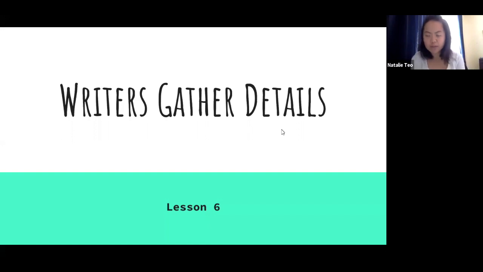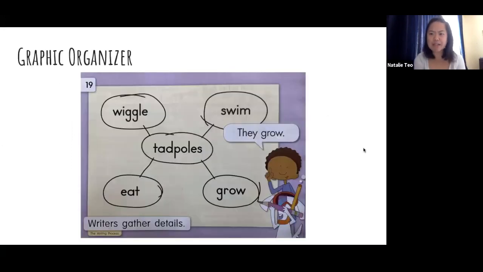Our main focus today is that writers gather details. One way that writers gather details is by using a graphic organizer. A graphic organizer is a really helpful way to think about details and organize them so that it's easy for us to gather details and write in a better, more organized way, so that we're not all over the place and there is an order in our writing.